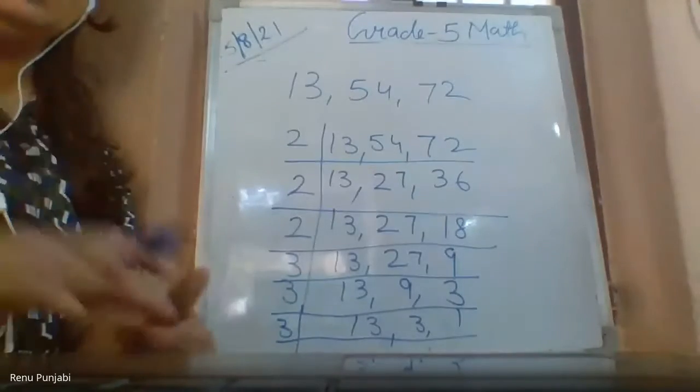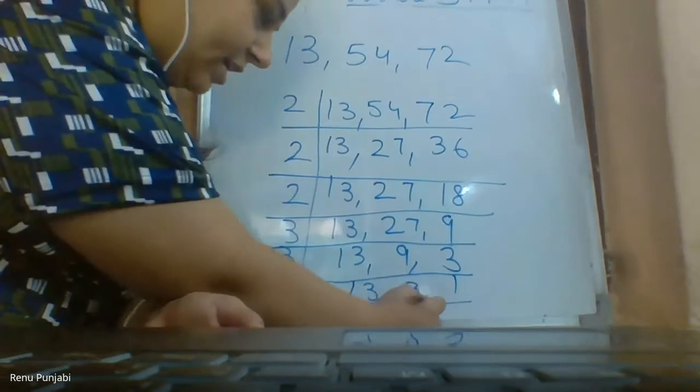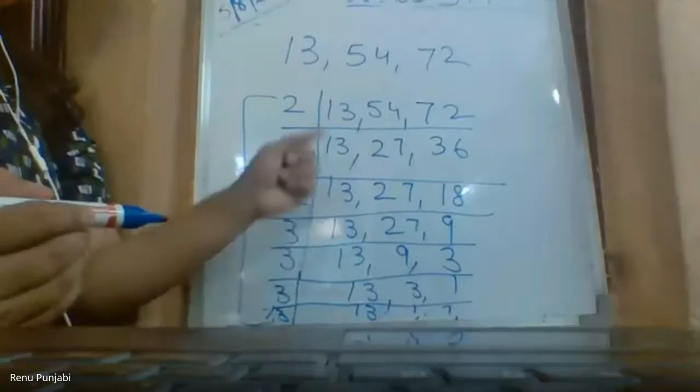Is my board clearly visible to you all till the last? Yes, ma'am. And the last one will come: 13, 1, 1, 1. Now we will take 13 normally. Now we will multiply them.